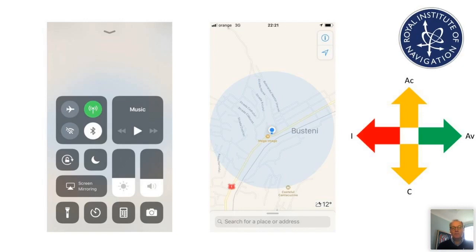So the most important priority is availability. When my app pings my operating system for a position, one has to be delivered. It's no good saying, I haven't got a position at the moment. And that has been prioritized above accuracy and above continuity. And I don't know about you, but apart from the little blue zone of uncertainty, my phone doesn't tell me that I've got a suspect position.